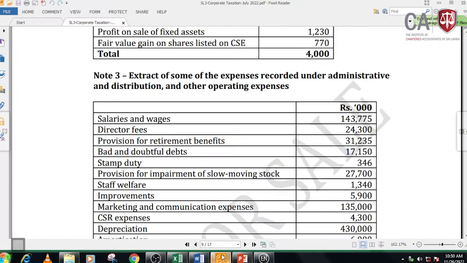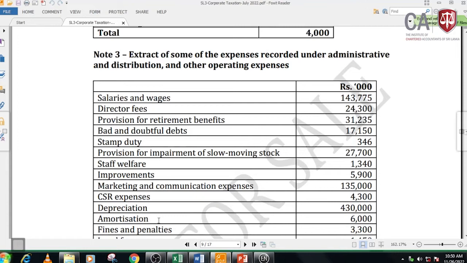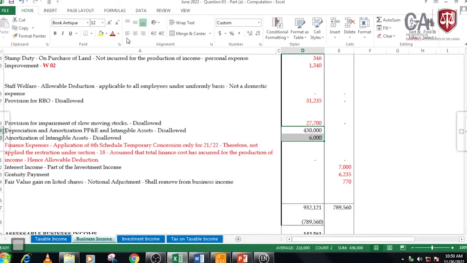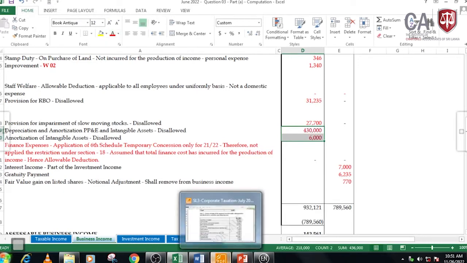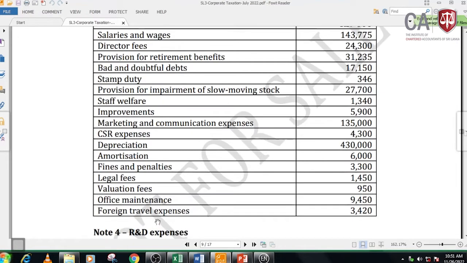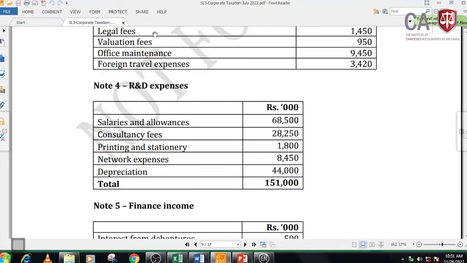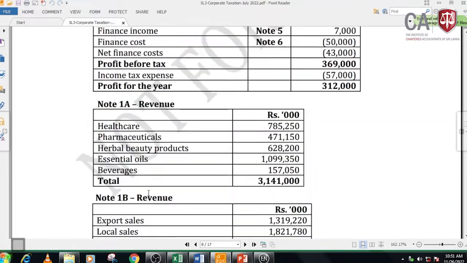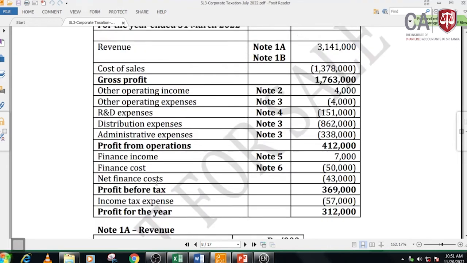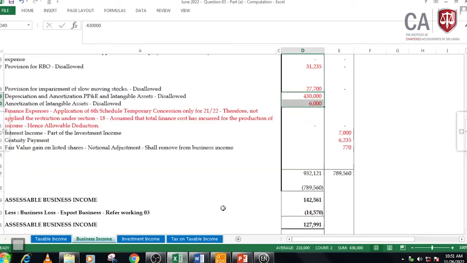Completed. Then secondly, staff welfare adjusted, improvement done, Marcom done, CSR done, the depreciation and amortization 436,000, we have to disallow both. Then depreciation, fines and penalty done, legal done, valuation, office maintenance, foreign traveling done. All the details from the question, other than this revenue breakup, I have extracted. Now let me conclude the question.